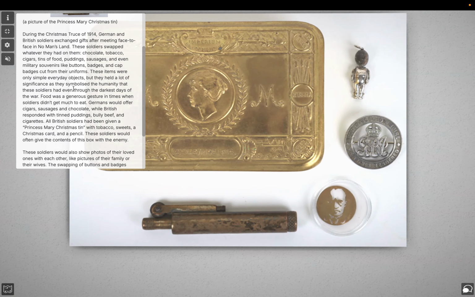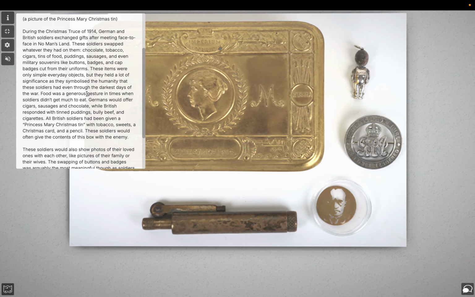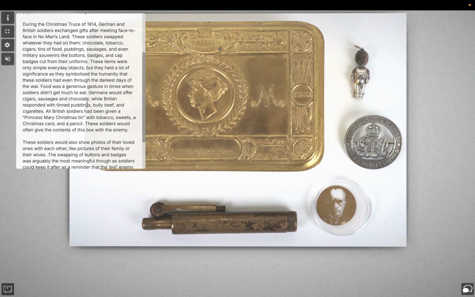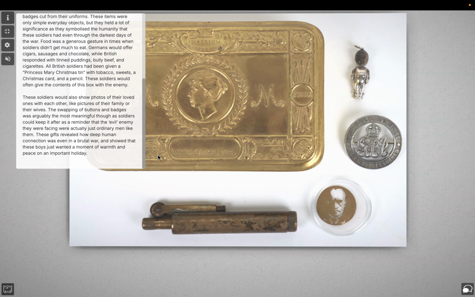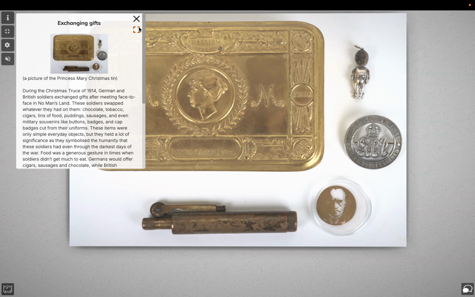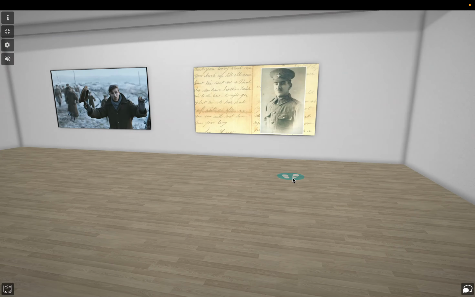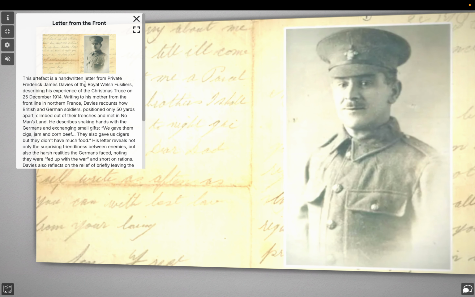So British people actually got this tin that was issued to every single one of them. So they would usually just trade things that were in these tins, and they would trade buns, pudding, sausages, food, and even things cut out from their uniforms they would give each other, which is very, very sweet. It revealed how deep human connection was. It really did.